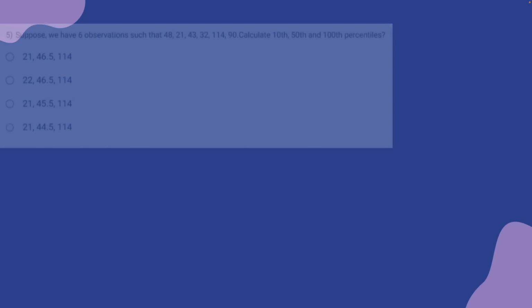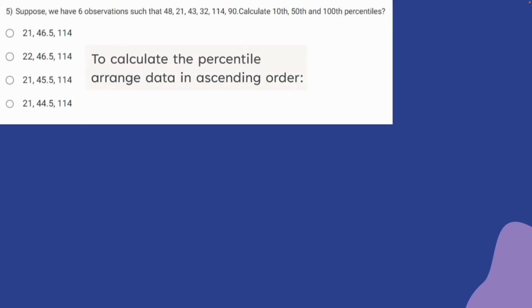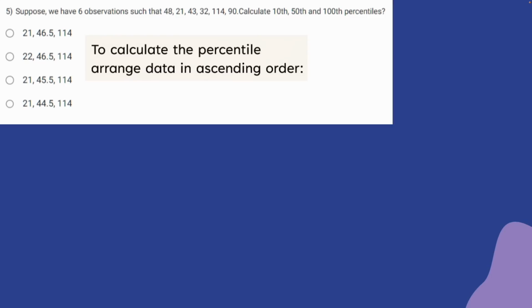Okay, so the next question happens to be: suppose we have 6 observations, and we are given 6 different observations. Calculate the 10th, 50th and 100th percentile. So to calculate the percentile, arrange the data in ascending order, and we are going to arrange the data, and over here the number of observations is 6.